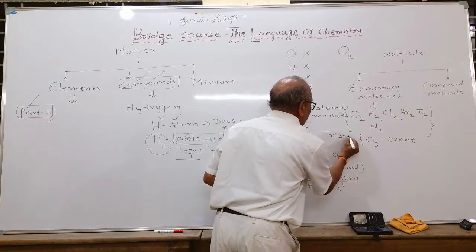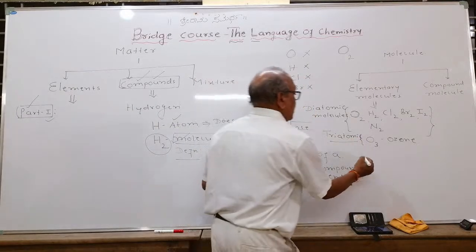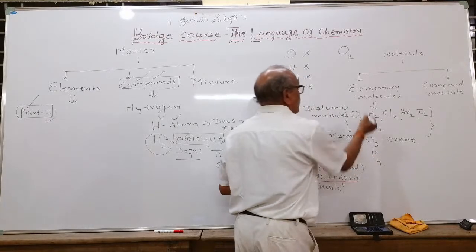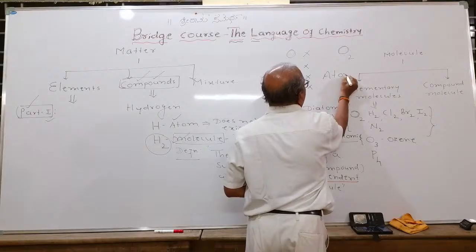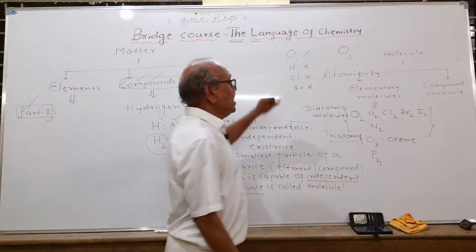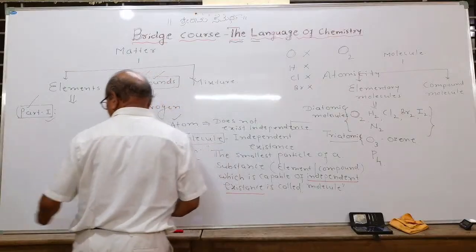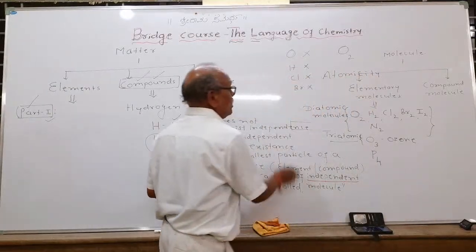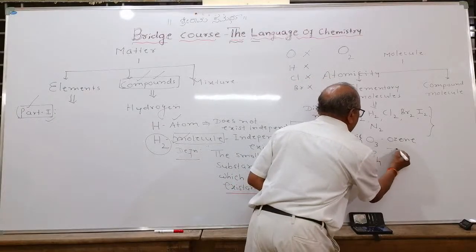Observe, triatomic. And if I take phosphorus, it exists as P4. This particular number of atoms present in a molecule is called as atomicity. Remember another keyword. What is atomicity? Atomicity is the number of atoms present in an elementary molecule. We will define it a little later. You take examples first. Phosphorus P4 is tetraatomic.